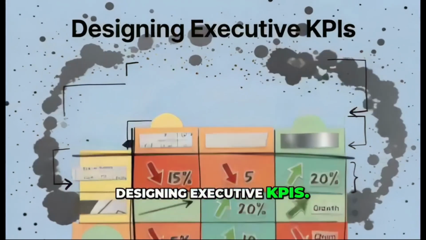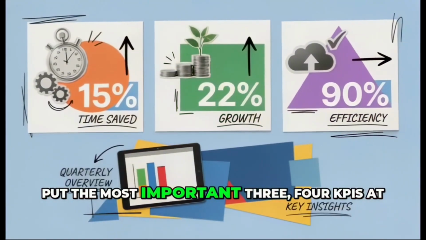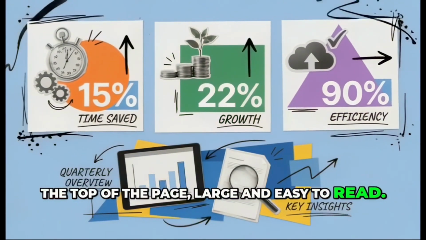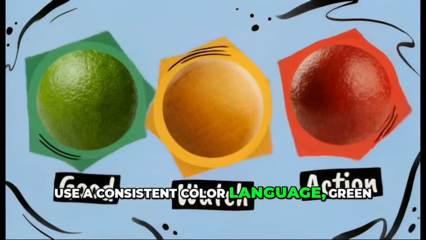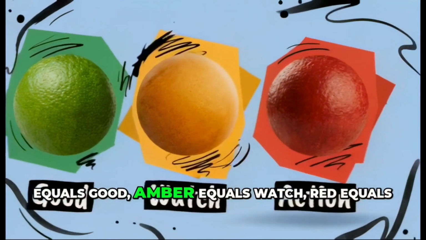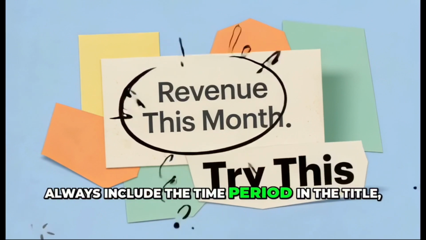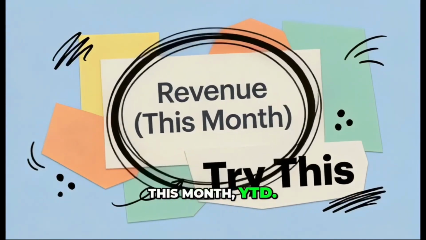Designing executive KPIs. Put the most important 3-4 KPIs at the top of the page, large and easy to read. Use a consistent color language: green equals good, amber equals watch, red equals action. Always include the time period in the title: this month, YTD.